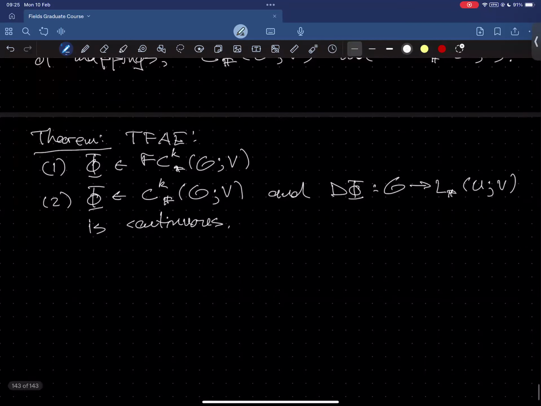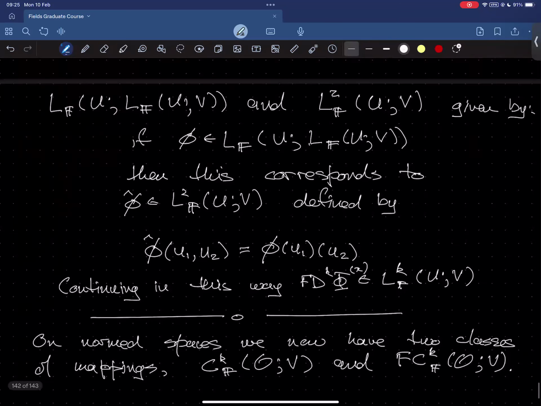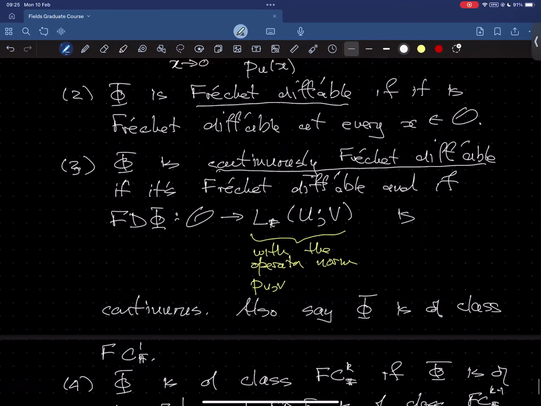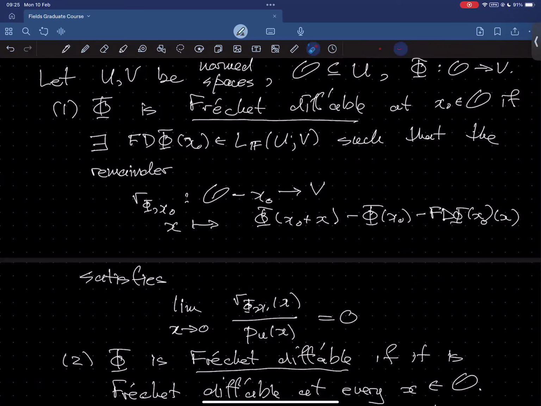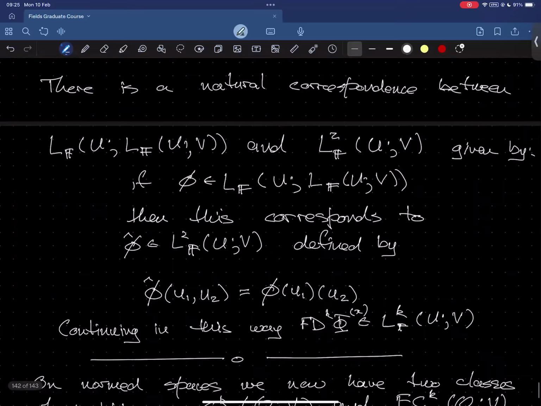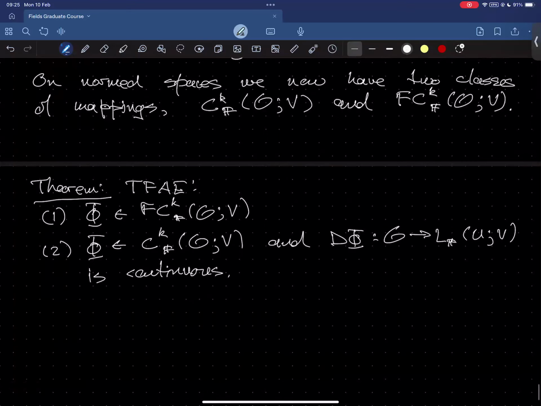So remember the d phi. Let me just remind you. We have the definition of F d phi. F d phi is defined by the fact that the remainder satisfies this equality. That's the definition of F d phi. The definition of d phi is not the same. It's quite different, so I'll just put that in a recall.